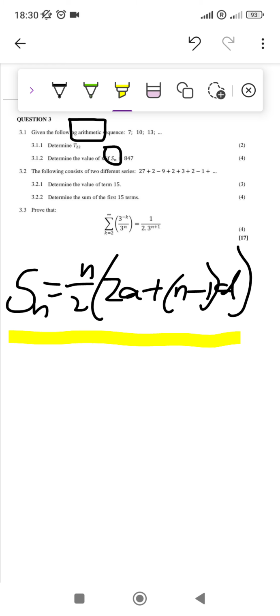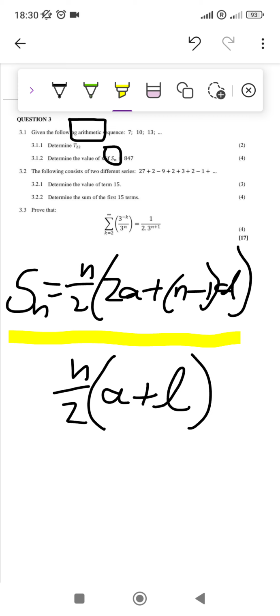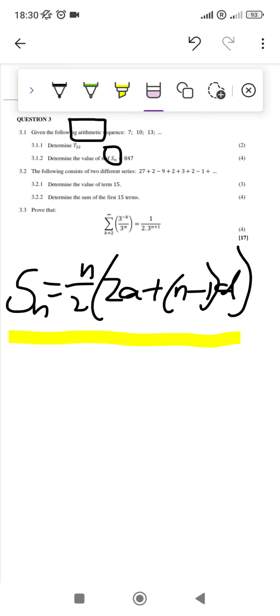In fact, there's another version of this formula, which is n over 2 times a plus l. Right, so both of these are the same formula, and what they help us find is Sn, the sum of a certain amount of terms. So we don't have the last term, so we're going to get rid of that formula and we'll use this one. Okay, so let's do our substitution.